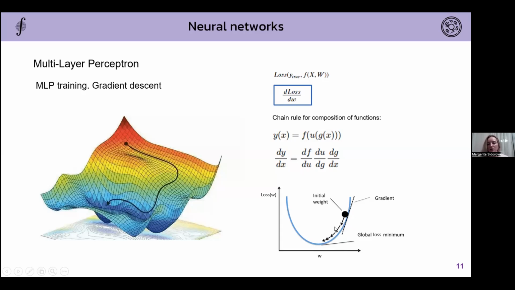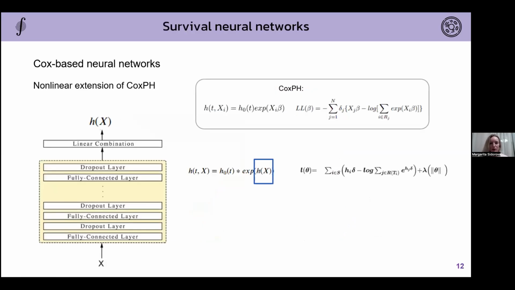And by some tiny steps, which in fact refer to the learning rate, we are going to the minimum of the loss function. So each time we are adapting our weights to minimize the loss function. That's the idea behind all the work of a neural network.